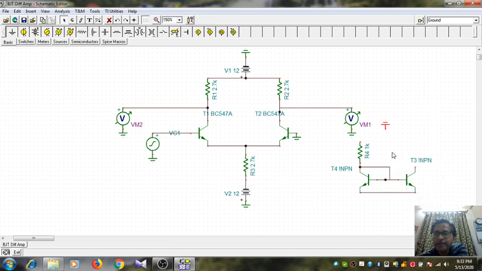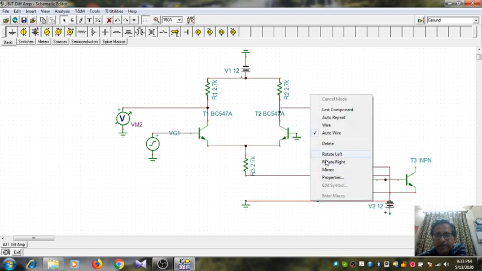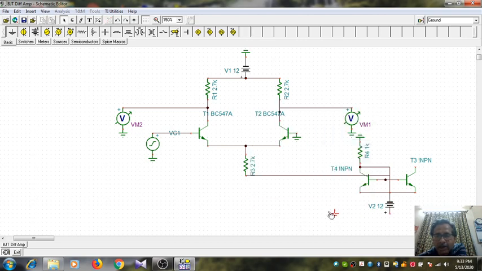Put it right, and then put it here. And also this point should be biased. You can bias by this 12 volt. Okay, so bring this 12 volt here. Cut this. Cut this wire. Bring this ground connection. This completes the current mirror circuit.